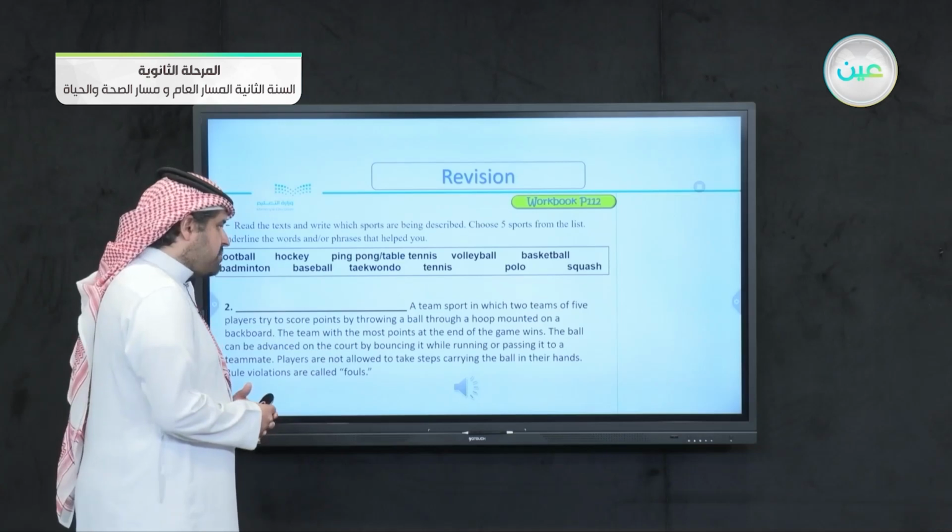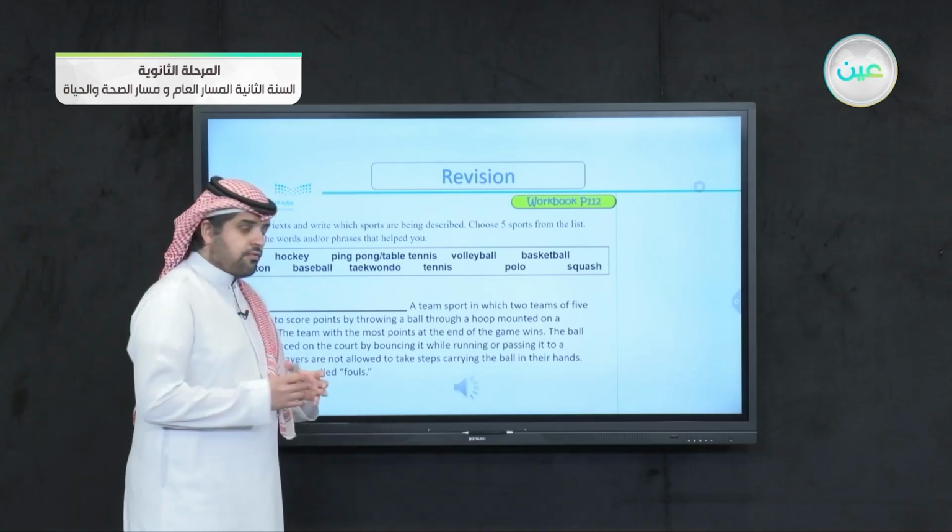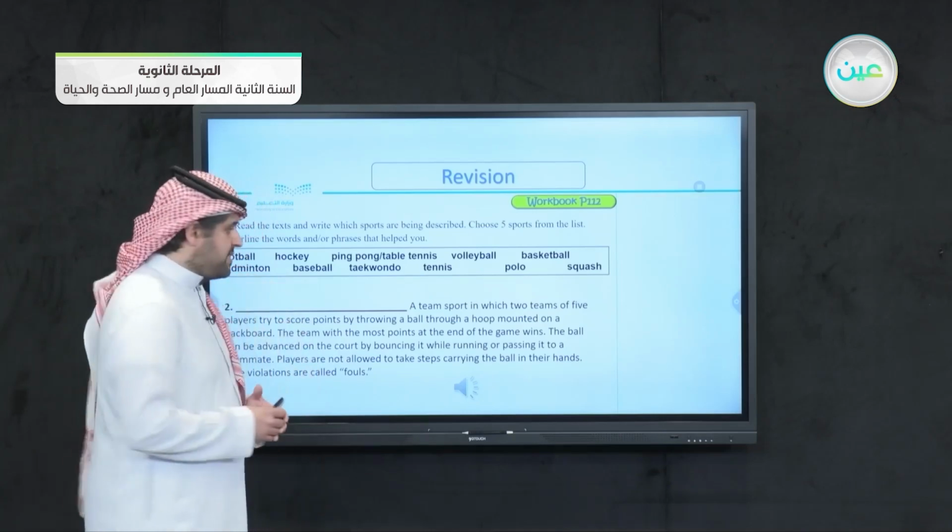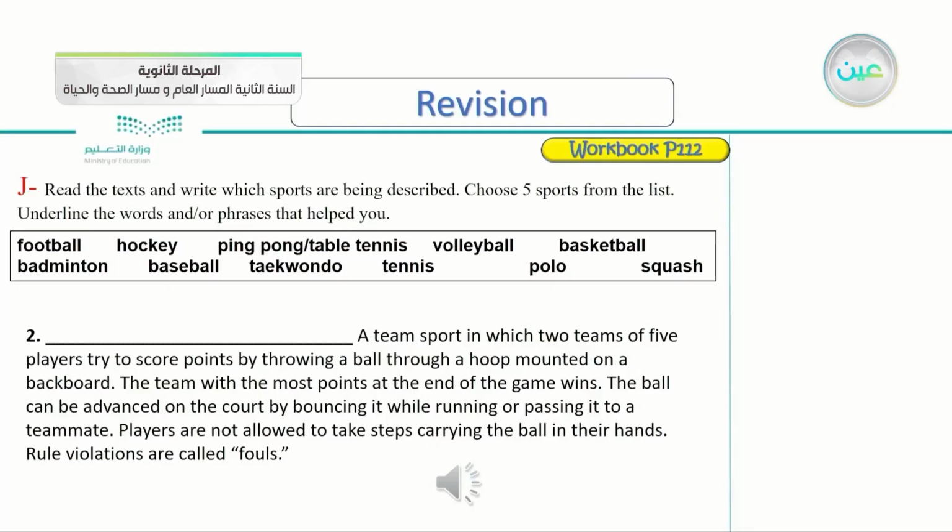Here it says a team sport of 2 teams, each team of 5 players, trying to score points. So it's called points, not goals. Points by throwing a ball through a hoop, it's like a net, mounted on a backboard. The team with the most points at the end of the game wins. They are using a ball, and even though this sport uses hands, it's forbidden to carry the ball with your hands. So yes, very good. It is basketball.